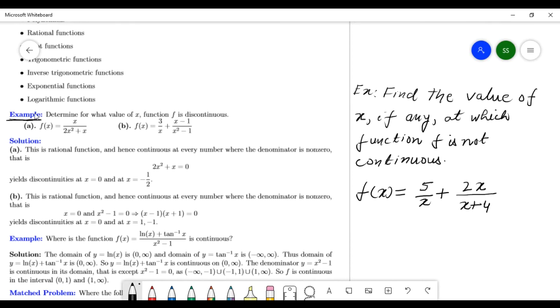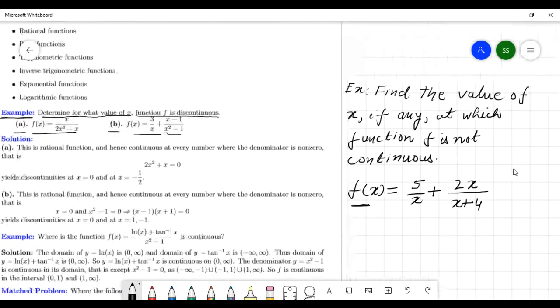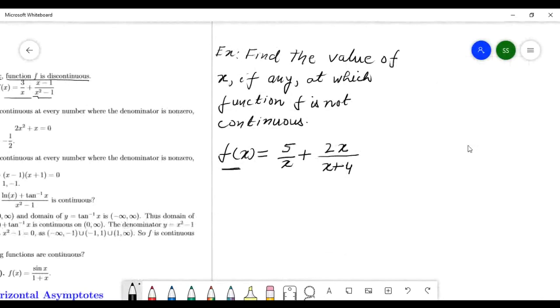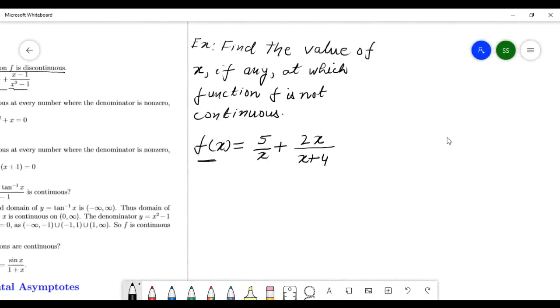Previous example. Okay. Last lecture I discussed this. Determine for what value of x function f is discontinuous. So function was this and this one. And I will discuss this. A function this, how to check for what value of x this function is discontinuous, not continuous. See the solution.